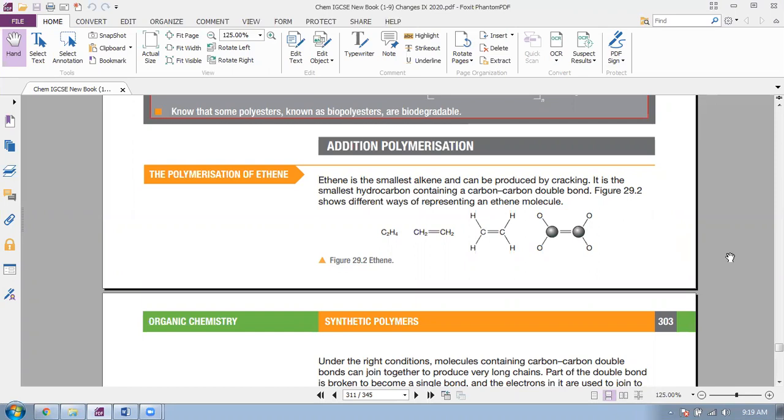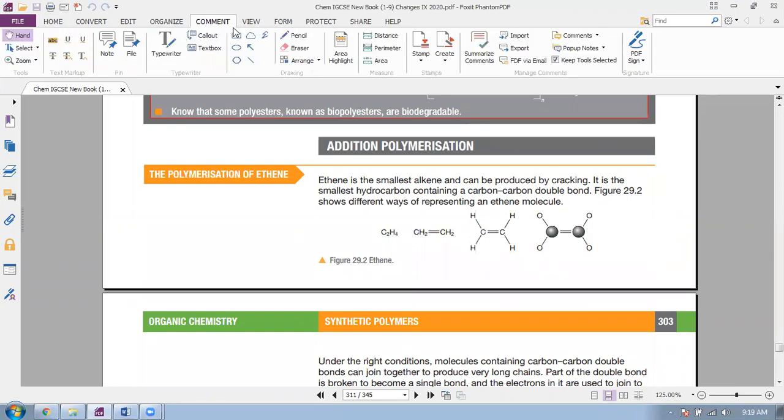Polymerization is the process to make polymer. There are two types of polymerization. One is addition polymerization and another one is condensation polymerization. In addition polymerization, many small molecules join together to form a long chain polymer.